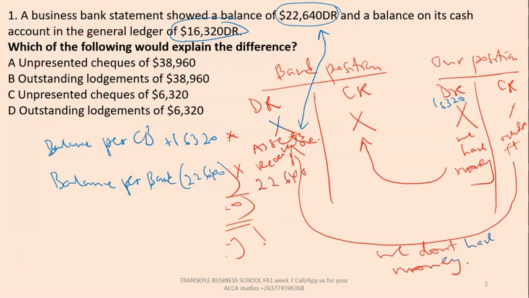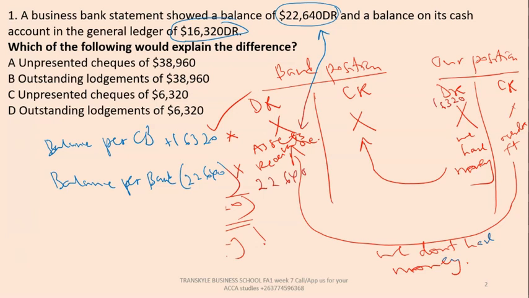What matters here is the distance, and understanding that the cash book balance and the bank statement balance should show the same thing. If they don't, something could have happened. The cash book is saying that we have got 16,320, but the bank is saying we have got a negative 22,640. So we need to determine the distance that will reach us to this negative 22,640.